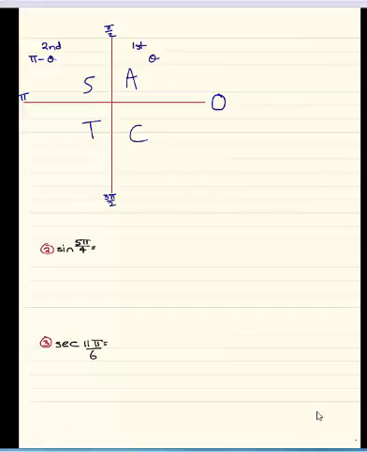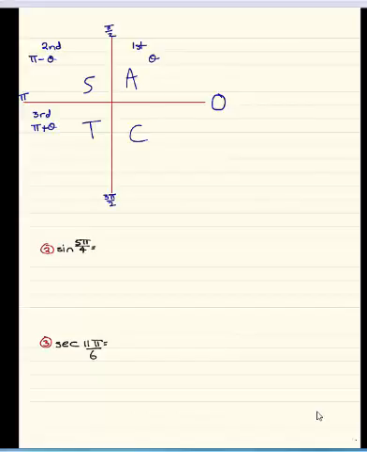Same as before. In your third quadrant, tan is positive, and in this case we are working on pi plus theta. So if it was 225 degrees, then we would be working on 180 plus 45 degrees. And then we go from there.